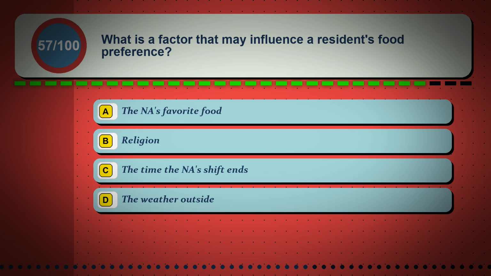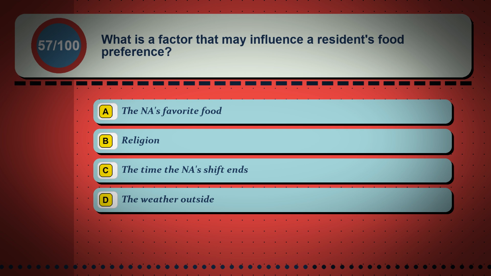Question 57. What is a factor that may influence a resident's food preference? Option A. The NA's favorite food. Option B. Religion. Option C. The time the NA's shift ends. Option D. The weather outside.